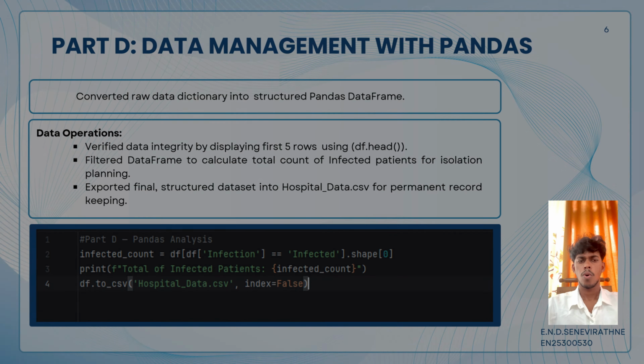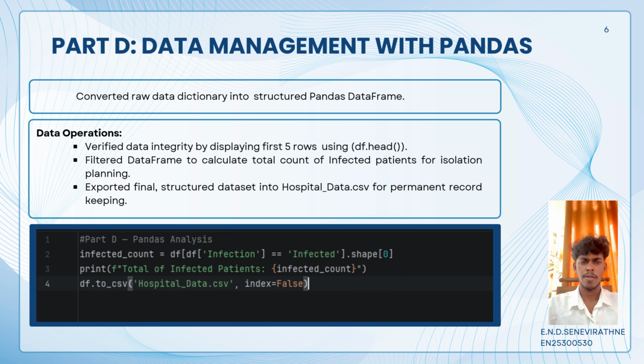Now to see how we organize all this information. On slide 6, we have data management. Here, we converted our raw data into a structured Pandas data frame. As listed in the data operations, we first verified our data's integrity using the df.head function. Then, as shown in the code block, we filtered the data frame to count the exact number of infected patients. This is a crucial step for real-world isolation planning.